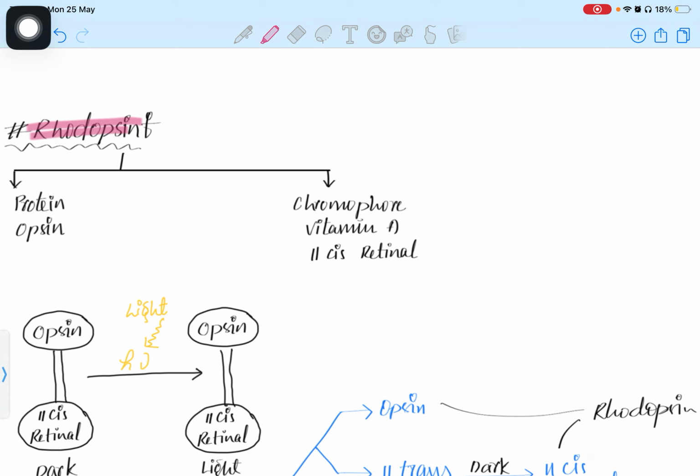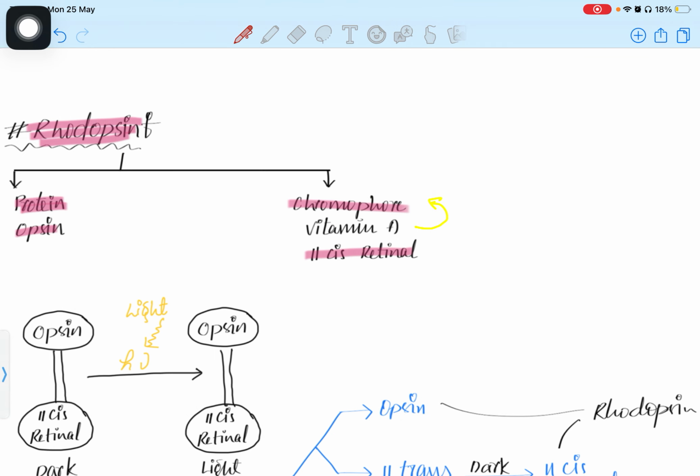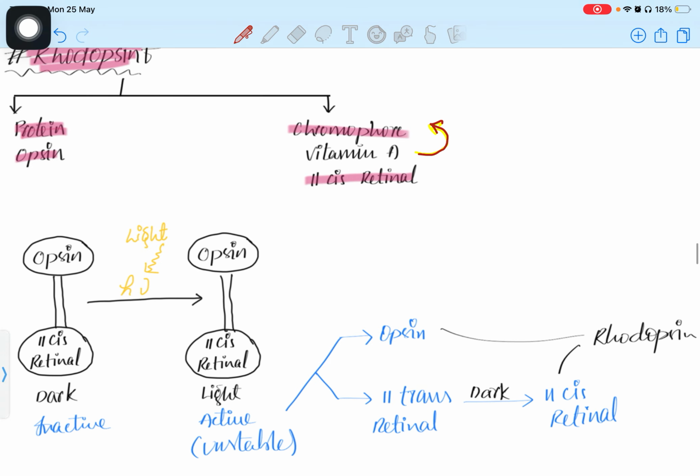And we want to see another thing about rhodopsin. Rhodopsin is made up of two things. One is a protein, which is known as opsin, and another one is the chromophore. The chromophore is 11-cis retinal. This chromophore comes from vitamin A. You can see vitamin A is responsible for giving the chromophore to our eyes. So this is the molecule responsible for vision.